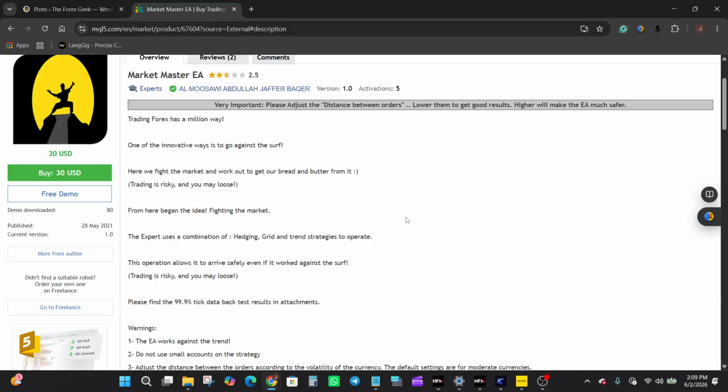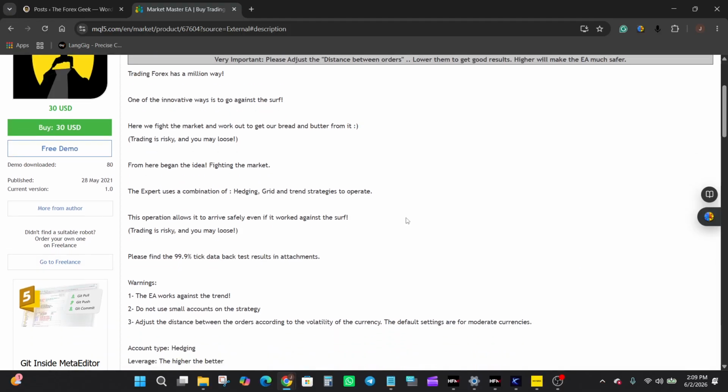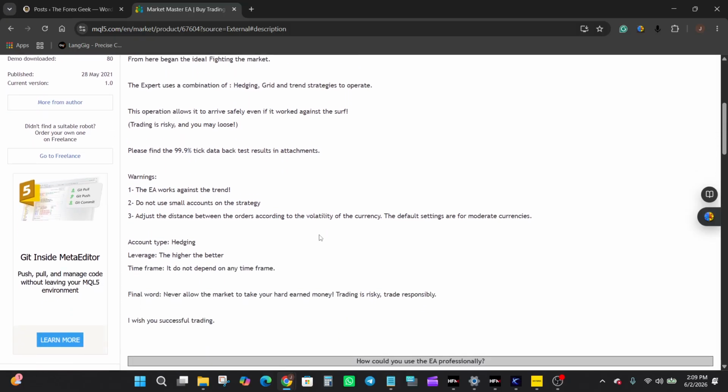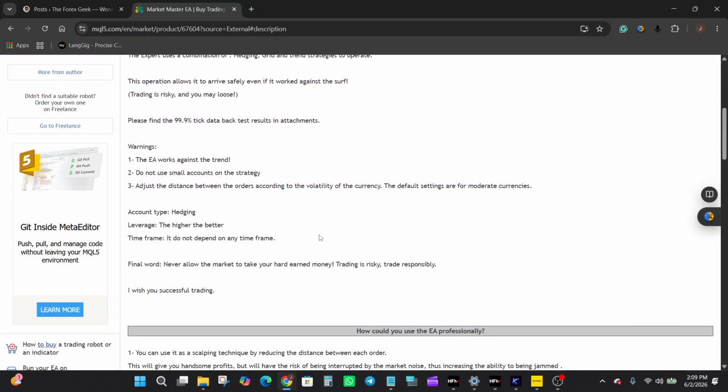Now, one key instruction that stands out immediately is the adjustment of the distance between orders. The developer highlights that this setting is very important because smaller values make the EA more aggressive with order placements, while larger values make it more conservative and stable.